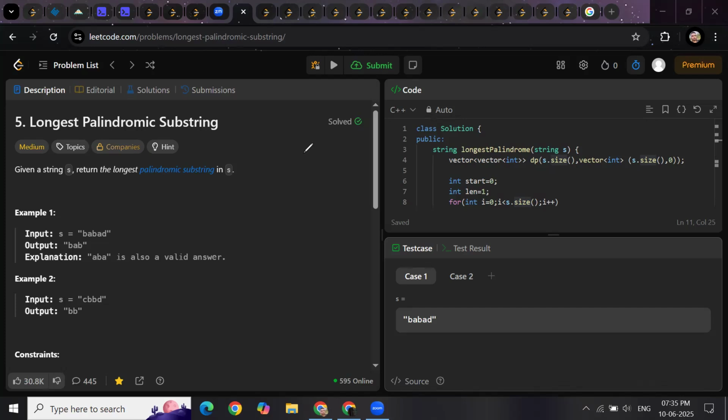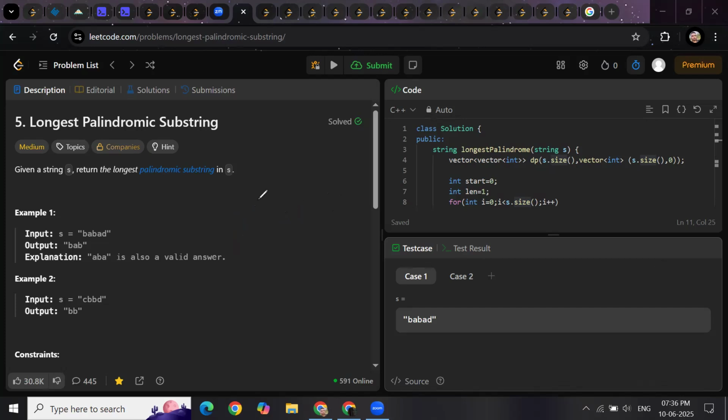So for this, the time complexity will be n cube: n square for generating all the substrings, and another n to check whether that substring is a palindrome or not. So n square into n, so that is n cube. Okay, so n cube, which is very large, the time complexity is very large. So we need to optimize. Okay, so let's discuss the optimized approach.